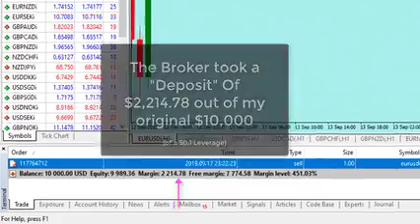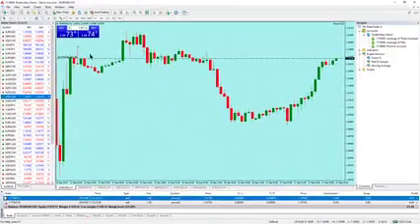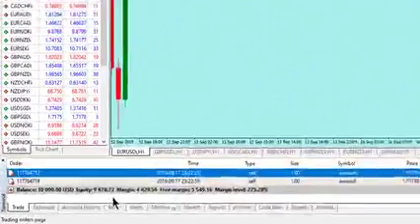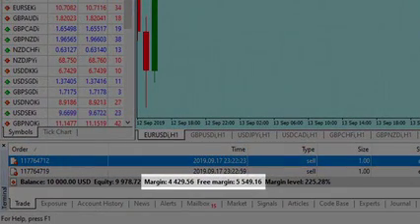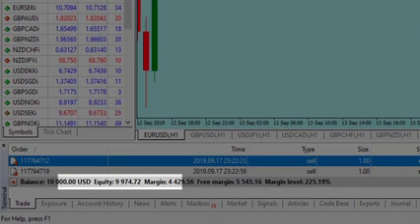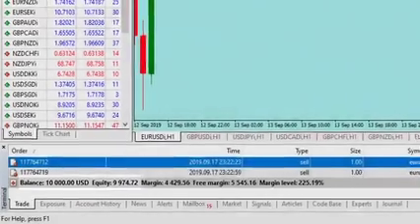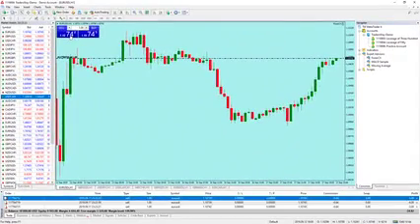So let's try and put in another one lot trade. Okay, it allows me to put another trade in, but look at my margin now. It's all the way down to 4,429. Now here's the interesting part, right? I still have a balance of $10,000, and I have equity of 9,974. So almost my entire account is still left. But let's see if I can keep putting in trades. All right, I can put in one more and one more.